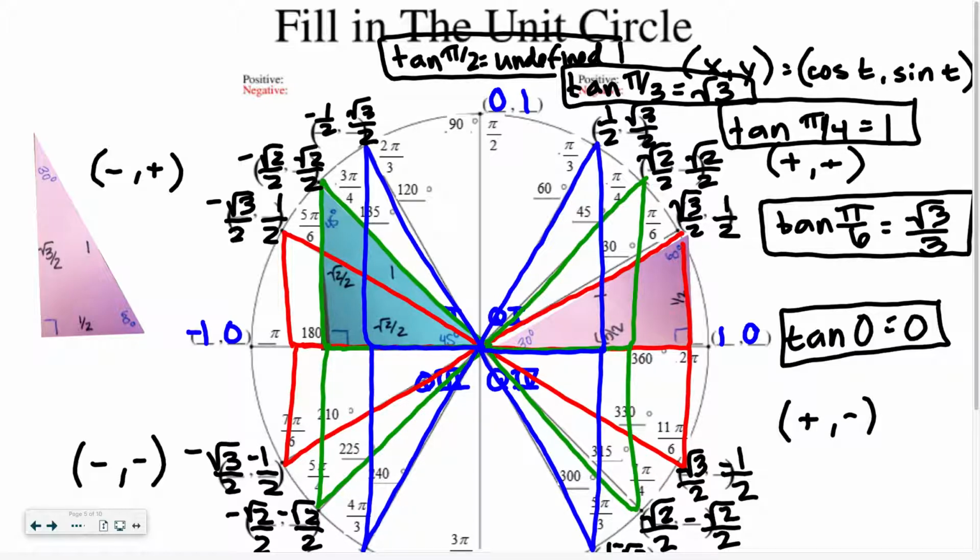Does anybody have any questions for me about what they're seeing on the unit circle?